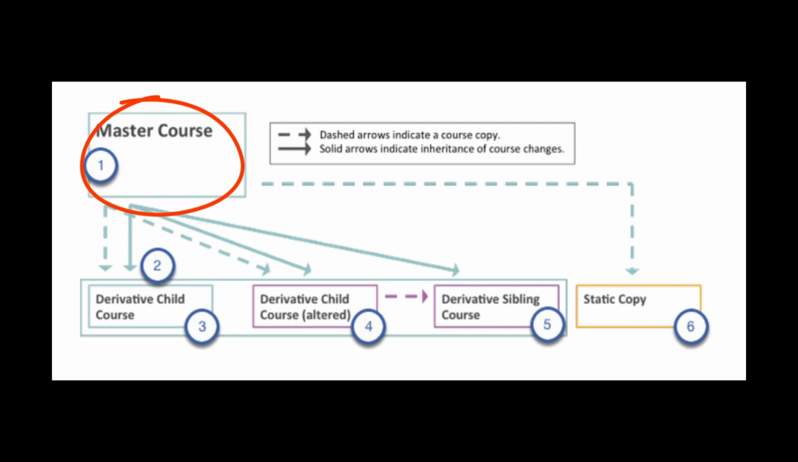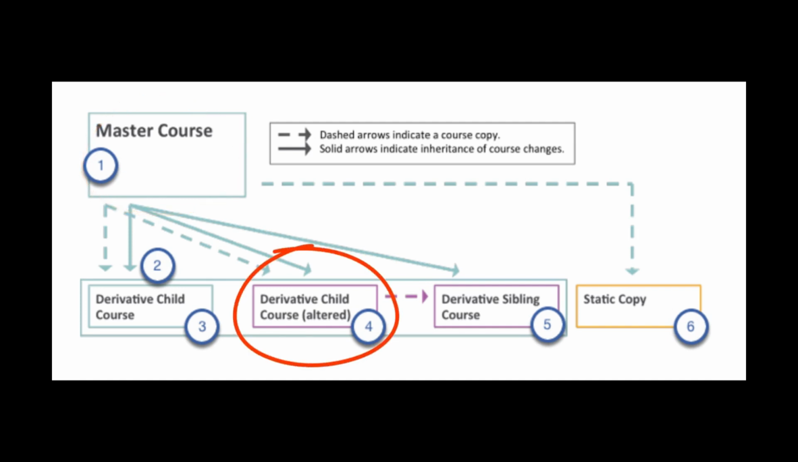So now you can see we have a master and an altered derivative. Altered derivative child courses inherit changes to all unaltered elements of the master.